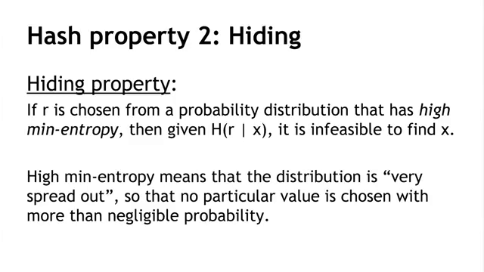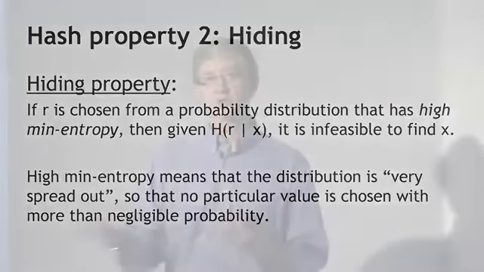Well, it captures this intuitive idea that r is chosen from a distribution that's really spread out. And what that means specifically is that there's no particular value that r could have had that would occur with more than a negligible probability. So for example, if r is chosen uniformly from among all of the strings that are 256 bits long, then any particular string was chosen with probability 1 in 2 to the 256, which is truly a negligible value. So as long as r was chosen that way, then the hash of r concatenated with x is going to hide x. And that's the hiding property that the hash function will be deemed to have.